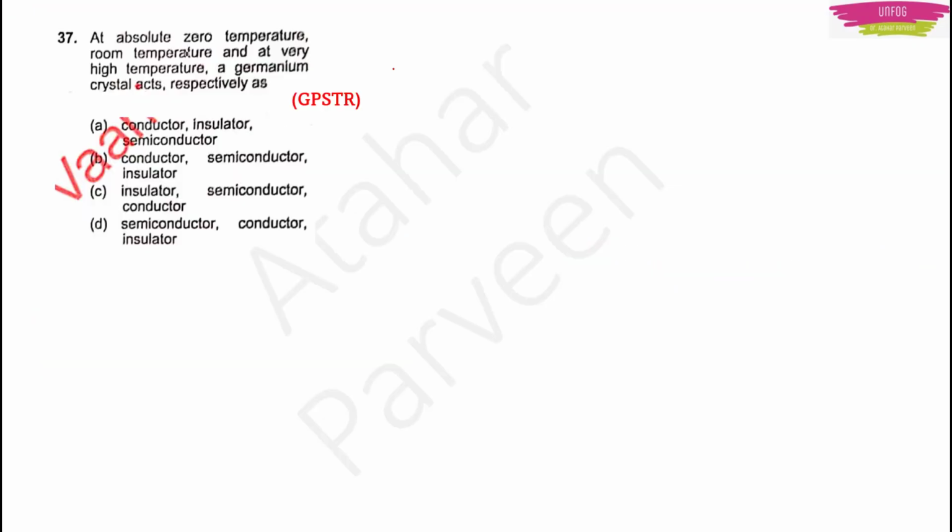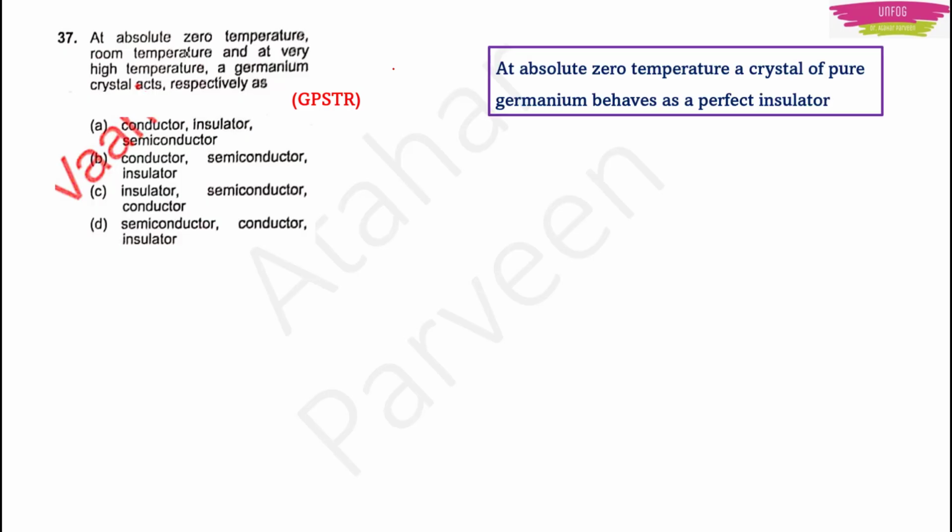Now this is a question which was asked in GPSTR. It is a previous year question paper, but it's a very important question. At absolute zero temperature, room temperature, and at very high temperature, the germanium crystal acts respectively as what? You just remember this point. At absolute zero temperature, a crystal of pure germanium, that is a semiconductor, behaves as a perfect insulator. If you increase the temperature, only then will the conductivity increase. At absolute zero, it is a typical insulator. So option C will be the right answer.